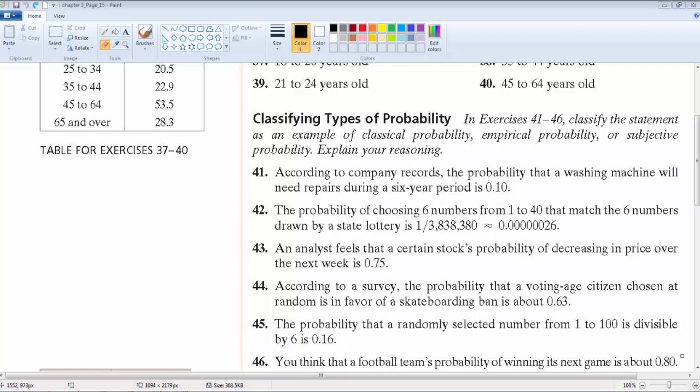According to a survey, the probability that a voting age citizen chosen at random is in favor of a skateboarding ban is about 0.63. Again, this is based on past data, so this would be empirical probability.